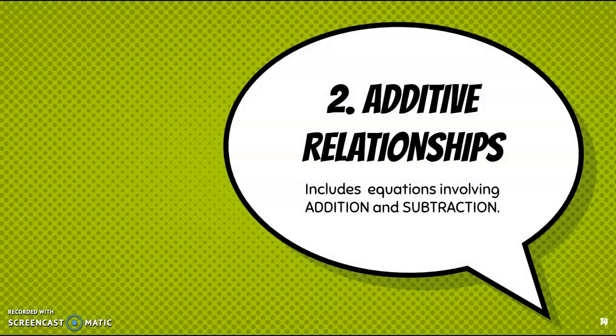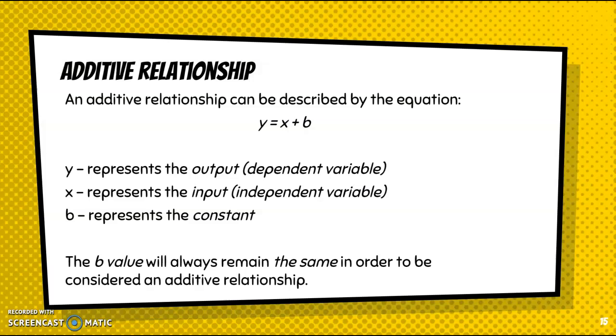Now let's take a look at our additive relationships. Our additive relationships will include equations involving addition and subtraction. An additive relationship can be described by the equation y equals x plus b. Y represents the output, or the dependent variable. X represents the input, or the independent variable. B represents the constant. The b value will always remain the same in order to be considered an additive relationship.